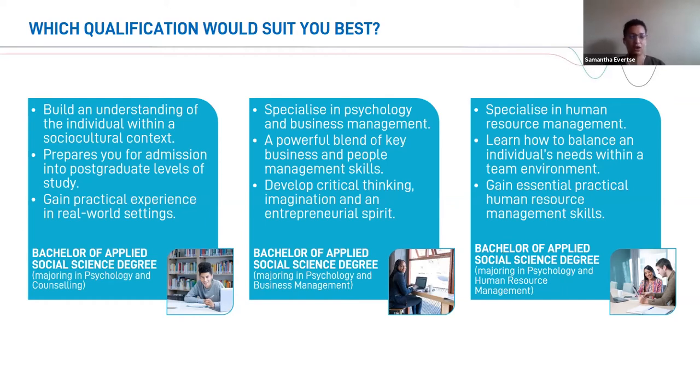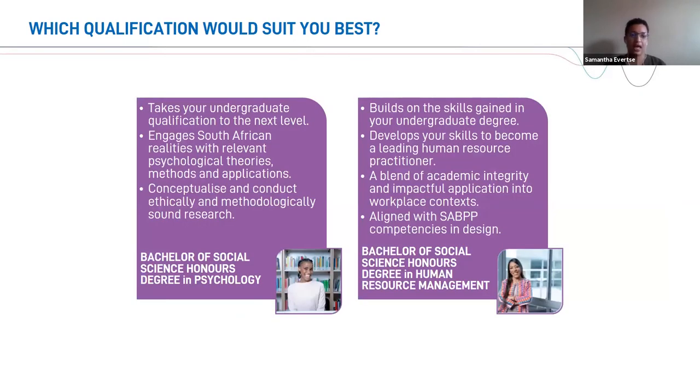We'll look at the honors qualifications. Firstly, we'll look at the Bachelor of Social Science Honors Degree in Psychology. This program is offered 18 months part-time. The minimum entry requirements here is an undergraduate degree, we will look at your third year psychology modules, and you'll need an average of 65% and above.